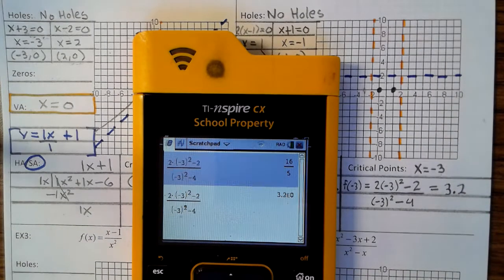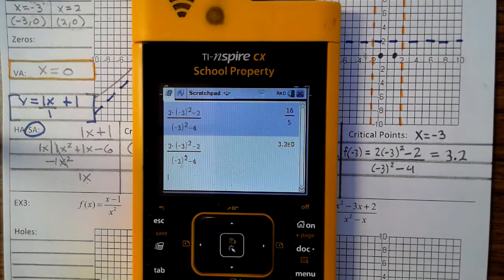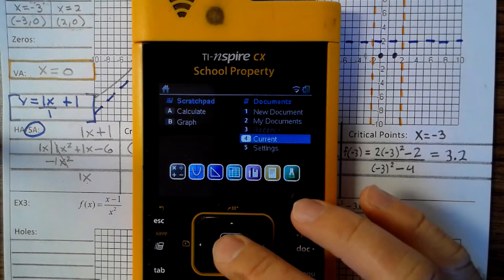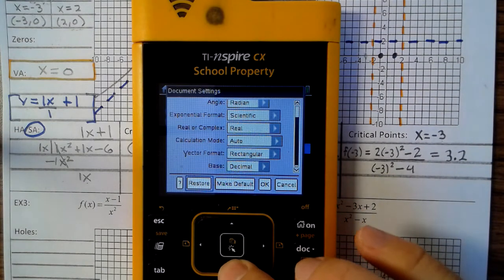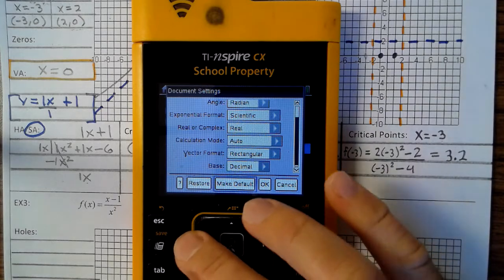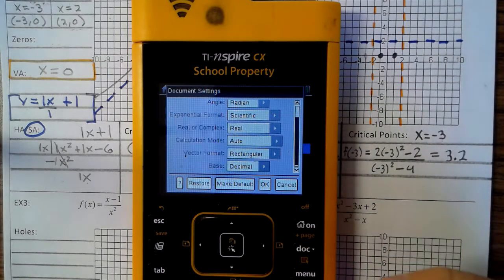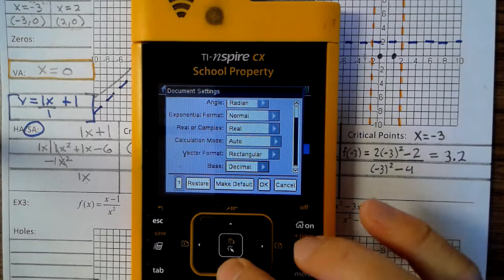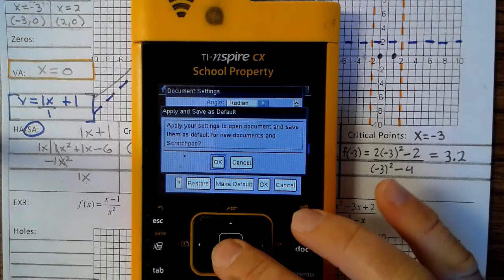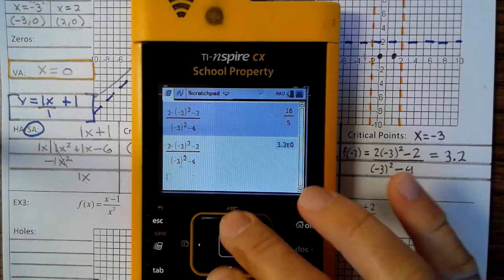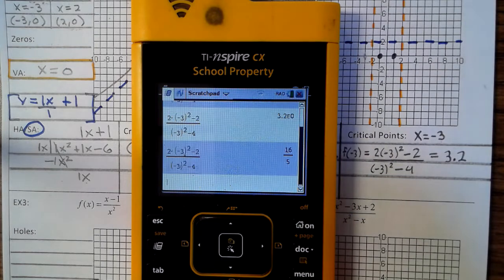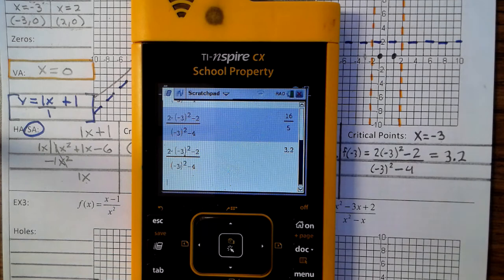Now, this is a good opportunity. I teach Math UIL, and sometimes my students have to set their calculator up for competition, and that's why this is easier. If that ever happens, go to On, Settings, Document Settings. You're going to want to go to Restore Settings, press OK, and then you have to go back and make sure you say Make Default, press OK. Now, when we go to Calculate, and I type this in and press Control Enter, ta-da, the E is gone.